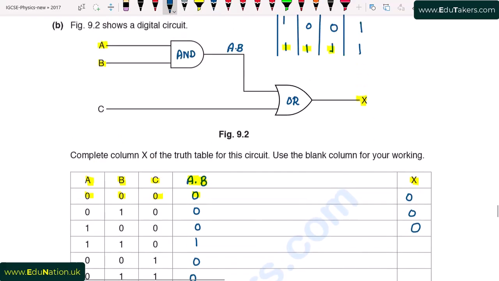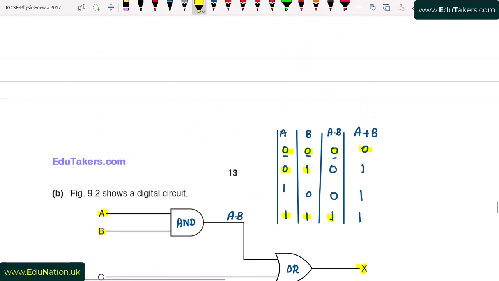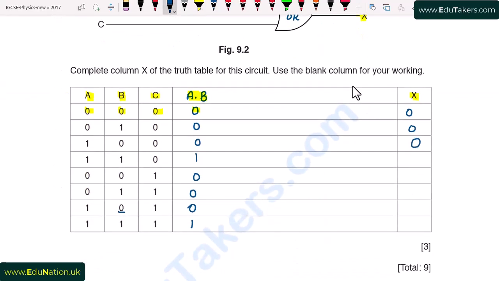Next is 0, 1. So here, when the input is 0 and 1, the output is 1. So I write here output 1. Next one is again 1 and 0, so it will be 1. Next is also 1. Again here is 1. And last one, when both of the inputs are high, the output will be high. So here is also 1. So we have completed the truth table according to given circuit.